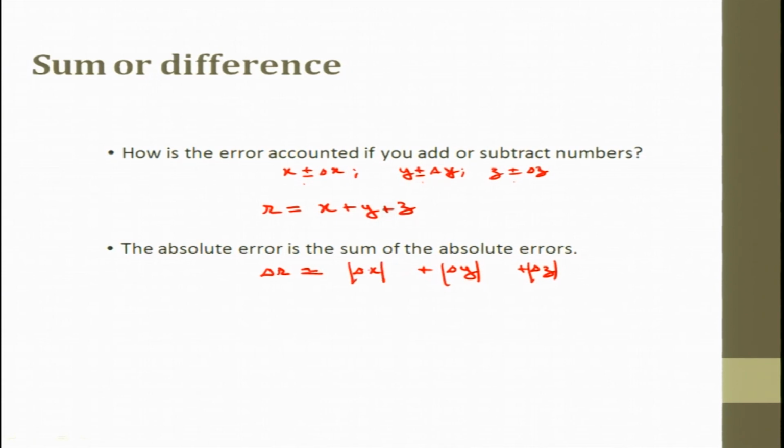Let me say the values are 5 plus minus 0.1, 6 plus minus 0.3, 7 plus minus 0.4. If these are the values, the mean value of r would be 5 plus 6 plus 7, which is equal to 18. Okay, you call it mm, whatever you like to call. Okay, you call it some length. Okay, some temperature.